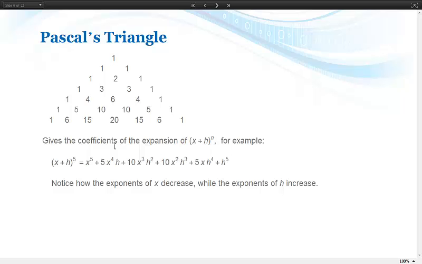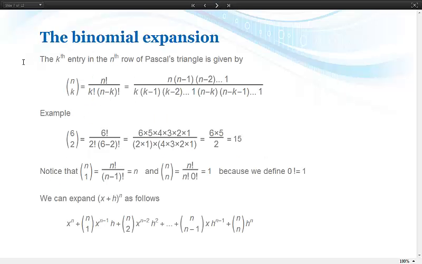But if I want to do something like x plus h to the 100th power, it's not practical to make 100 rows in Pascal's triangle. So there's a better way, a simple formula. It's called the binomial coefficient. The kth entry in the nth row of Pascal's triangle is given by the binomial coefficient n choose k. If you took statistics, you might have seen this. It's defined as n factorial divided by k factorial times n minus k factorial.